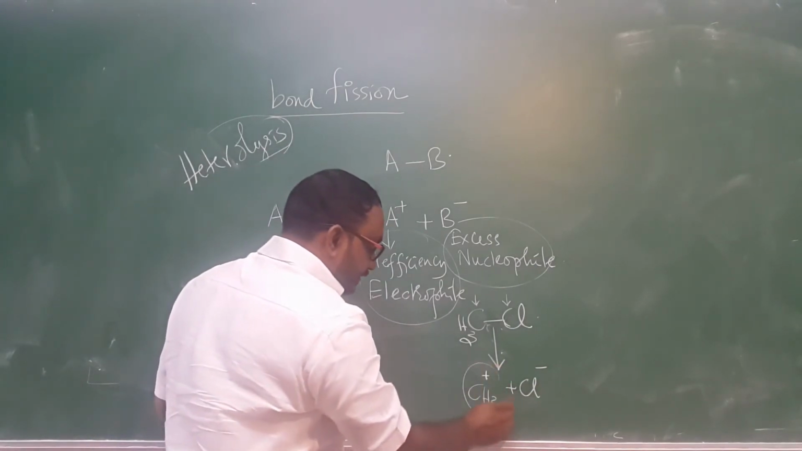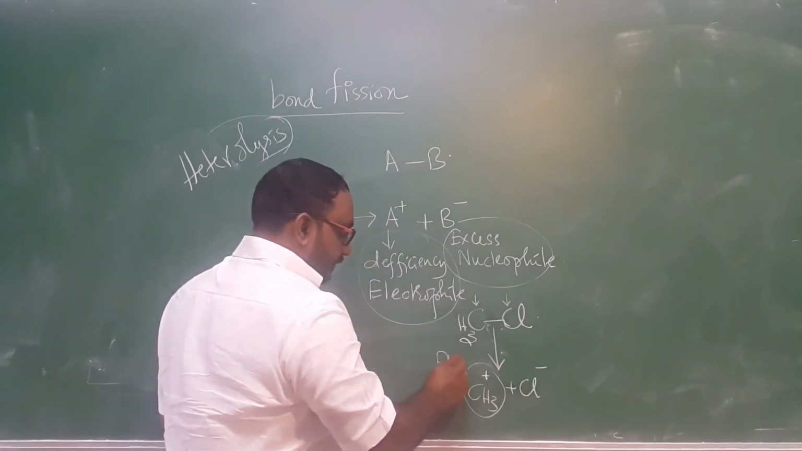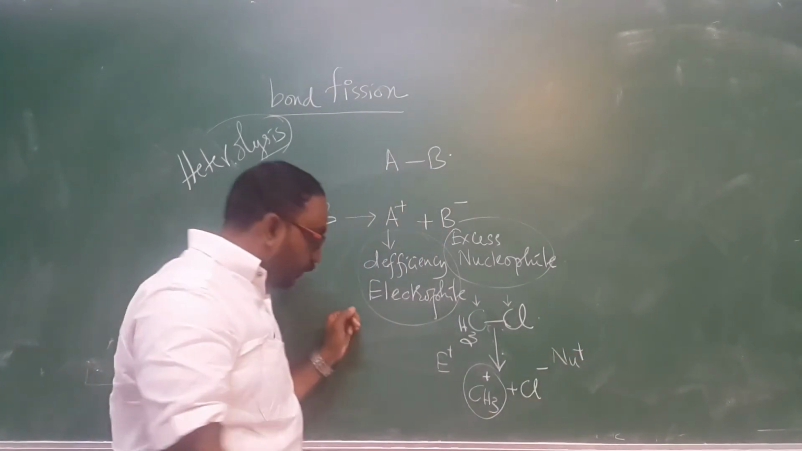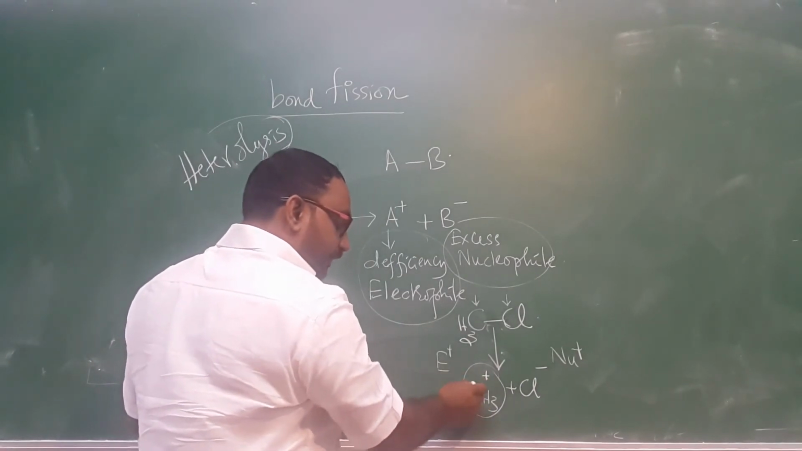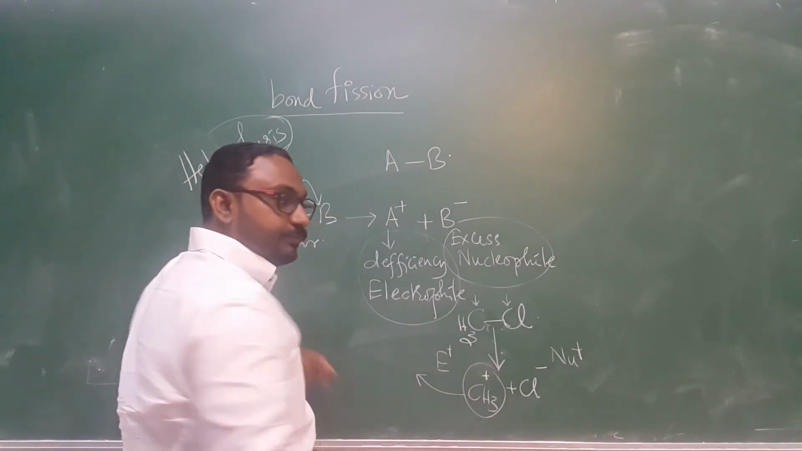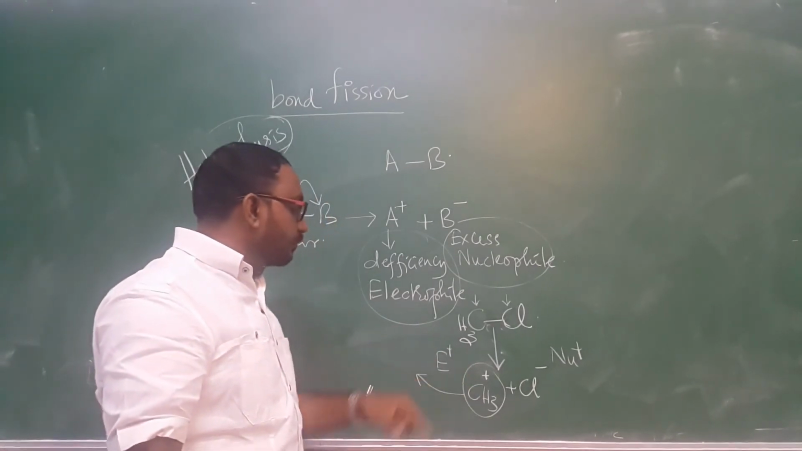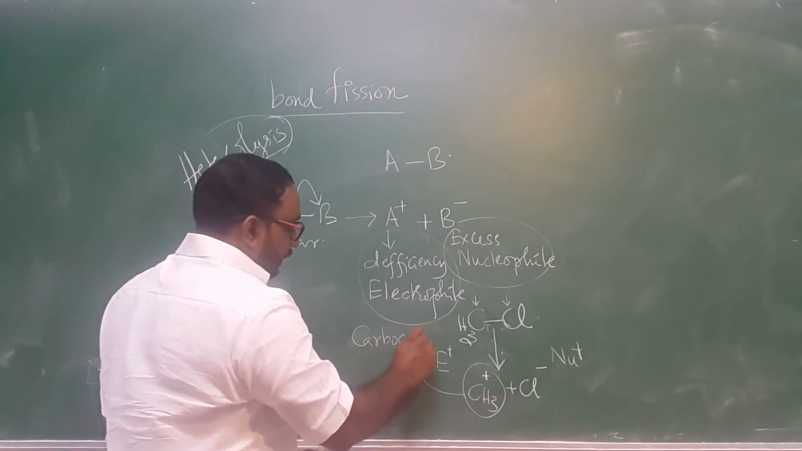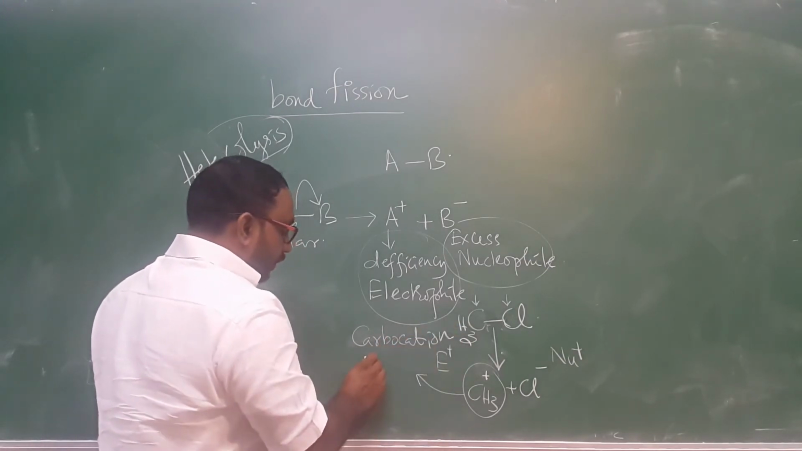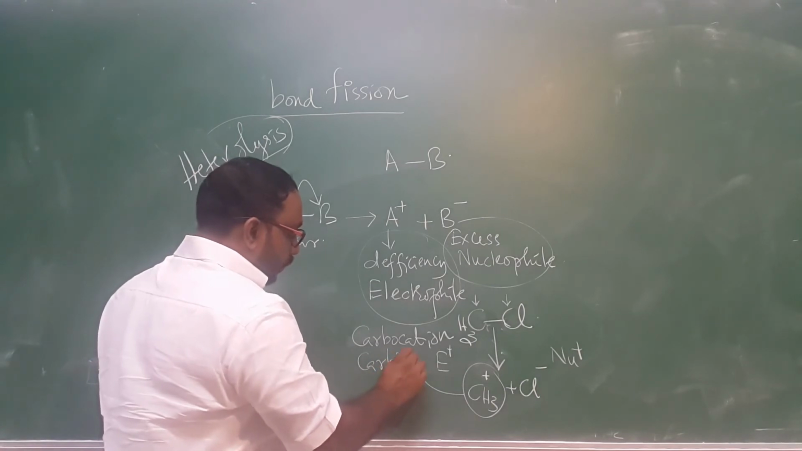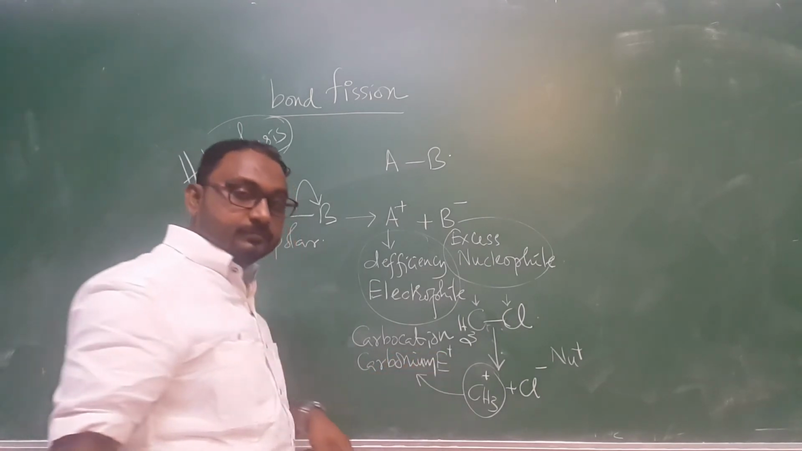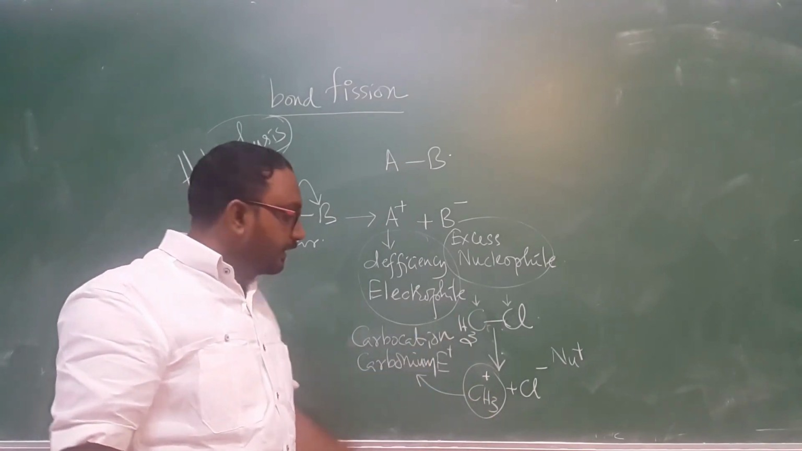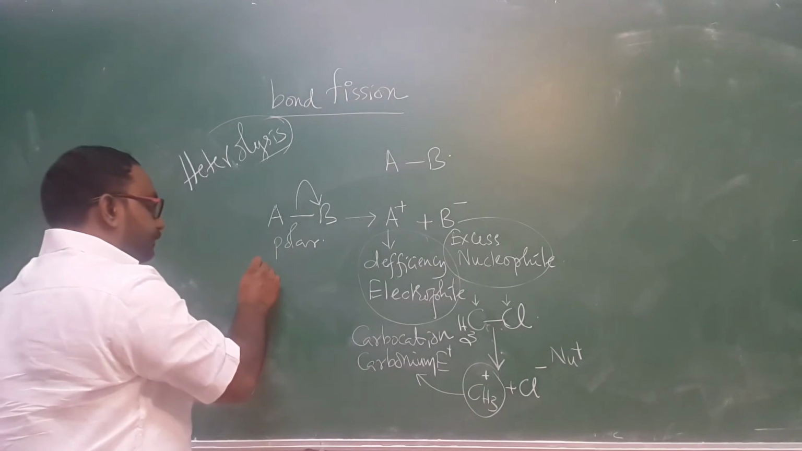Here this is the electrophile and this is the nucleophile. And one more thing: when an electrophile is formed out of a species having a carbon atom, we call it a carbocation, or we call it a carbonium ion. Carbocation or carbonium ion.